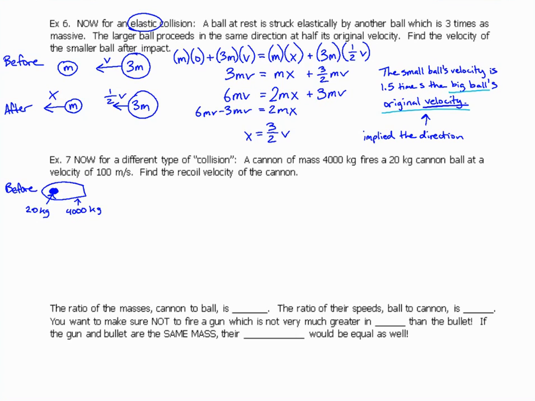Now this thing hasn't been fired. The cannon is sitting still. The cannonball is at rest. The velocities are 0, and that means the total momentum here is 0 because both the velocities are 0. So after the fact, let's draw our after picture.